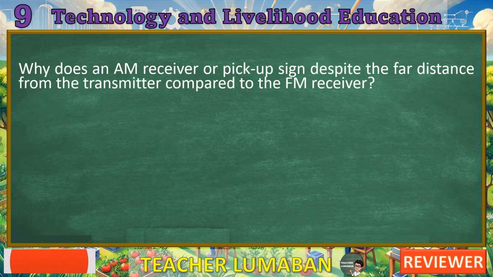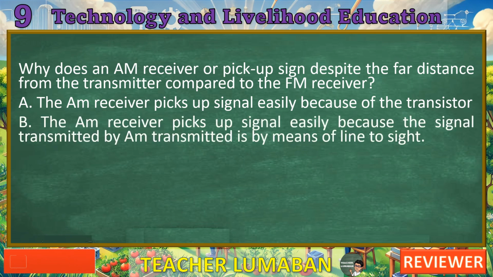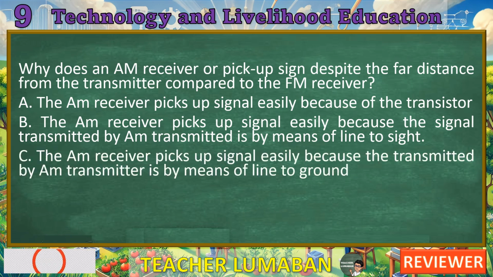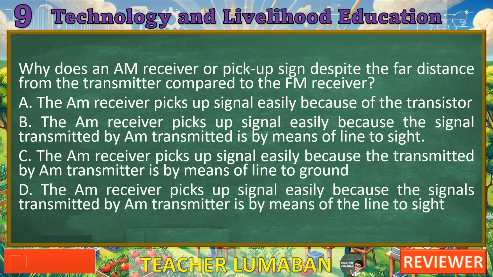Why does an AM receiver pick up signal despite the far distance from the transmitter compared to the FM receiver? A. The AM receiver picks up signal easily because of the transistor. B. The AM receiver picks up signal easily because the signal transmitted by AM transmitter is by means of line of sight. C. The AM receiver picks up signal easily because the signal transmitted by AM transmitter is by means of ground waves. D. The AM receiver picks up signal easily because the signals transmitted by AM transmitter is by means of the line of sight.